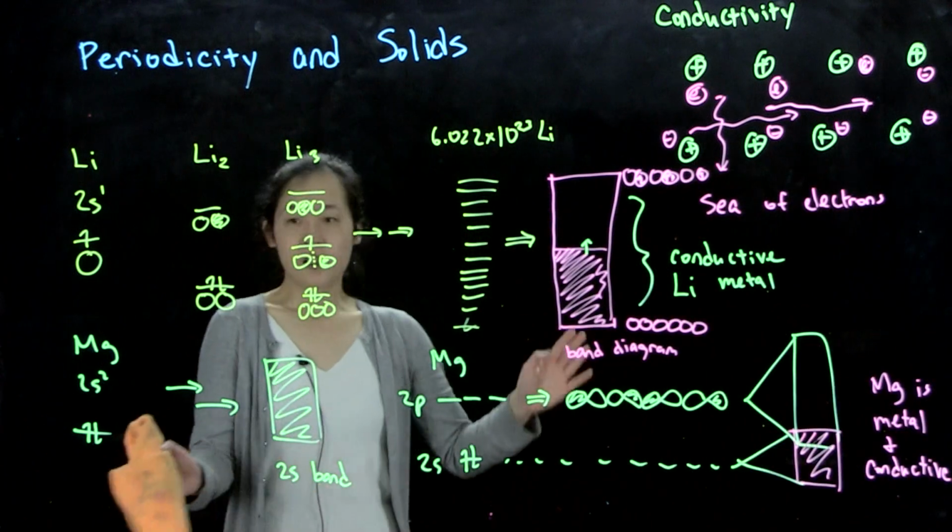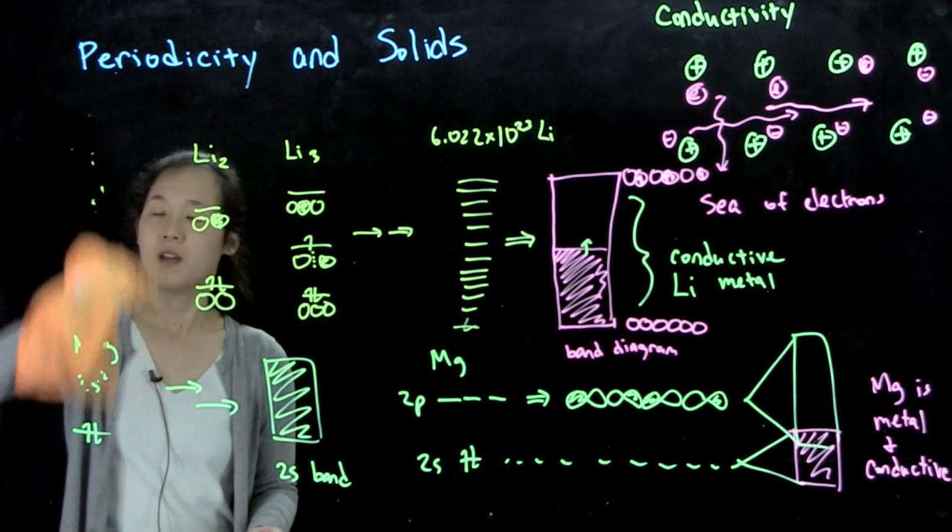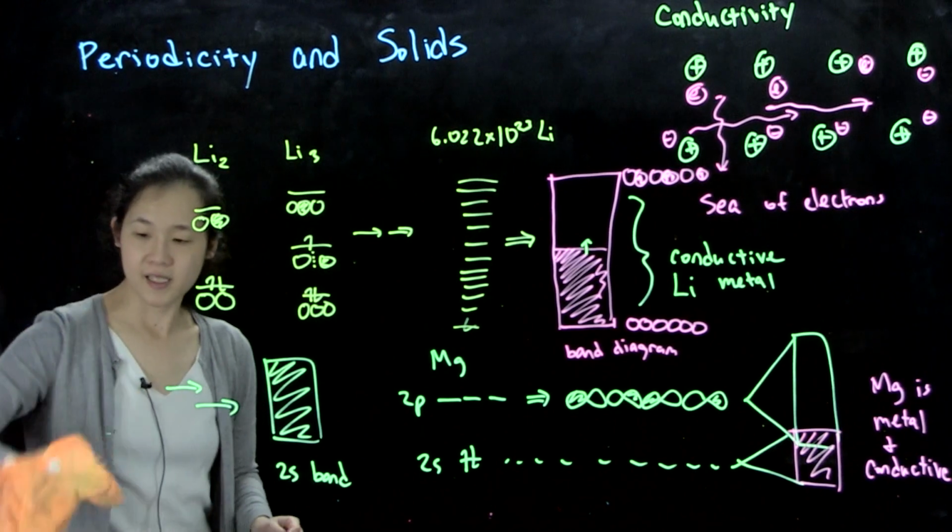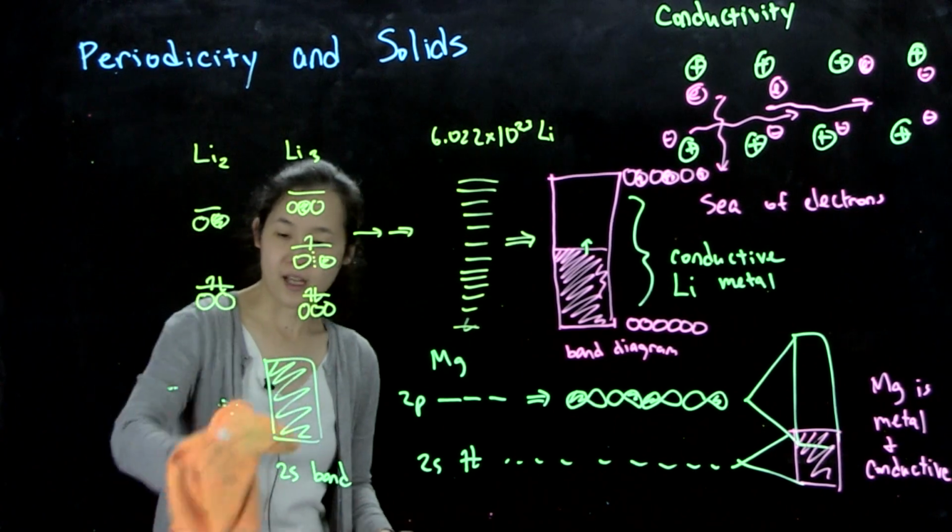OK, so now that we know generally what happens when we form this extended structure, let's discuss the different types you're going to end up with.